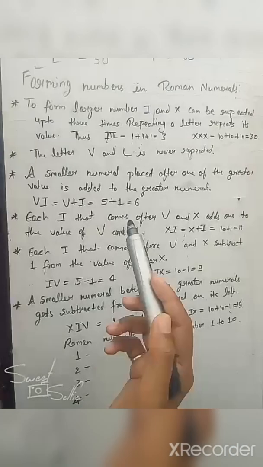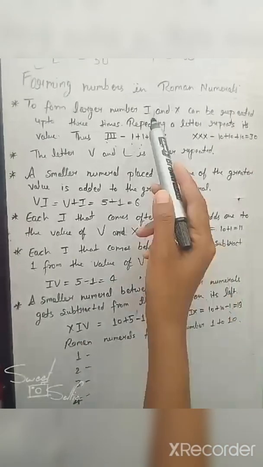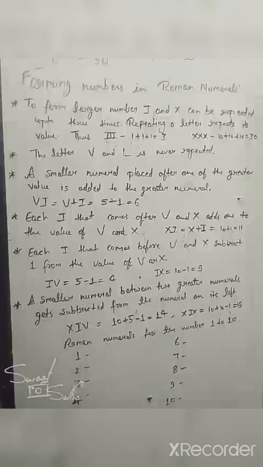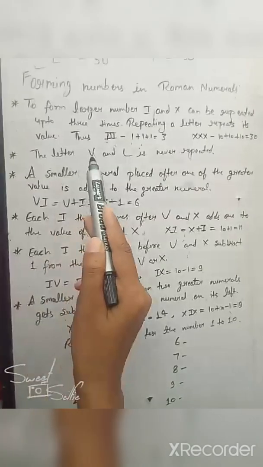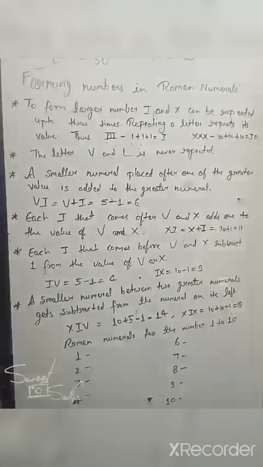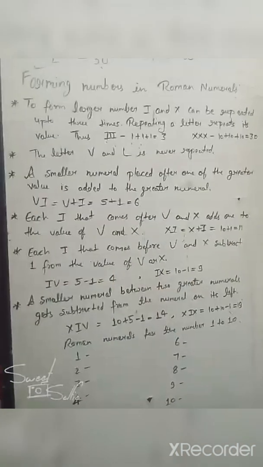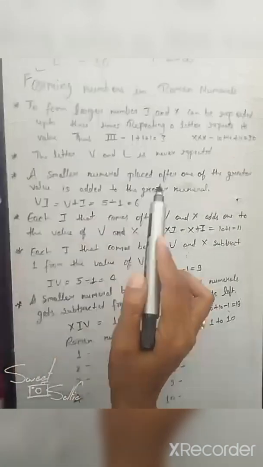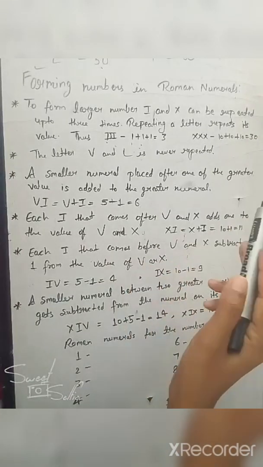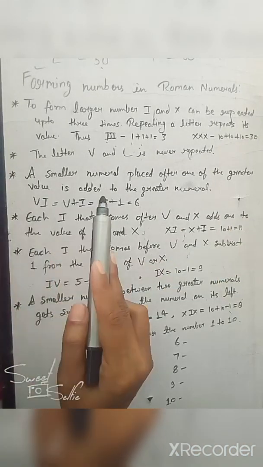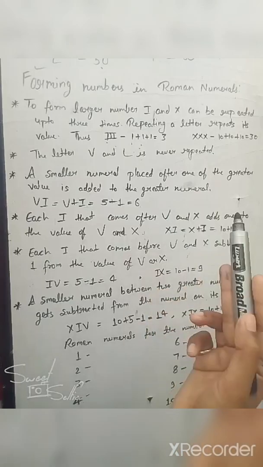It means we can repeat the alphabets I and X up to 3 times. The letters V and L are never repeated. Means V and L letter कभी भी repeat नहीं होता है. A smaller numeral placed after one of the greater value is added to the greater numeral.